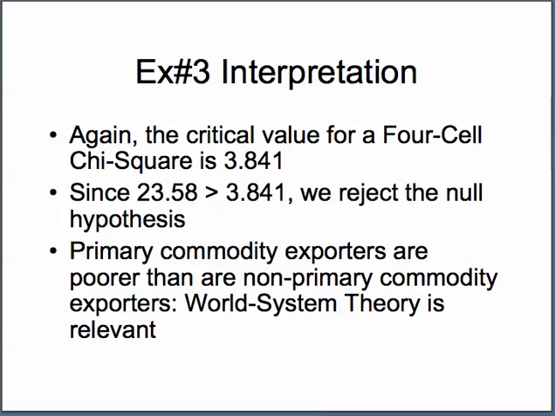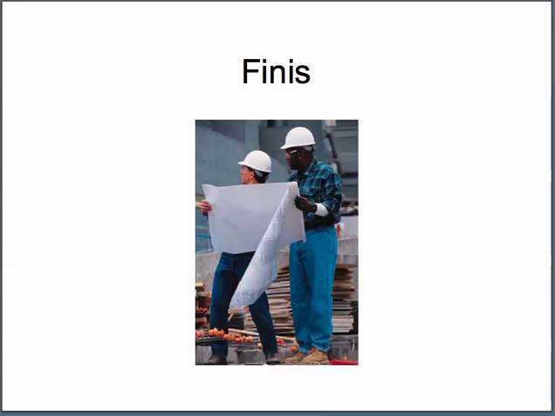Again, the critical value for 4-cell chi-square is 3.841, and we reject the null hypothesis of no significant difference between primary commodity exporters and non-primary commodity exporters in terms of their GDP per capita. World system theory seems to apply to this example. This concludes our presentation of the 4-cell chi-square statistic.